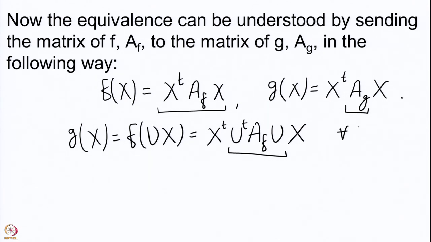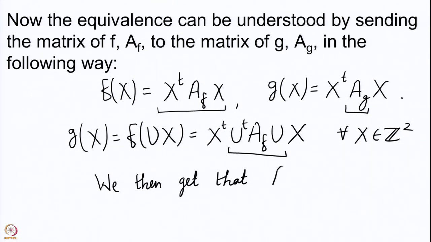Since these are the same for every x in Z2, we then get that AG is U transpose AF U. So, we have a matrix U of determinant 1, of course, with integer values, such that the matrix AG is related to the matrix AF by the formula that AG is U transpose AF U.